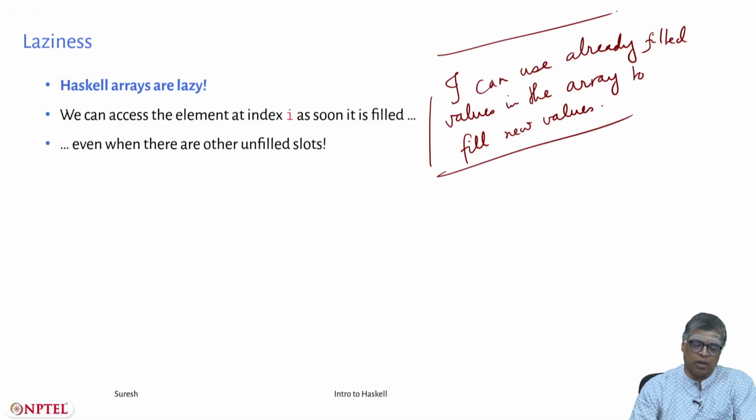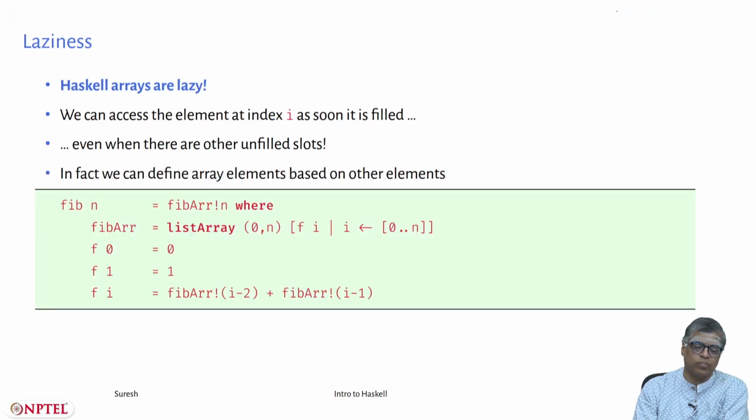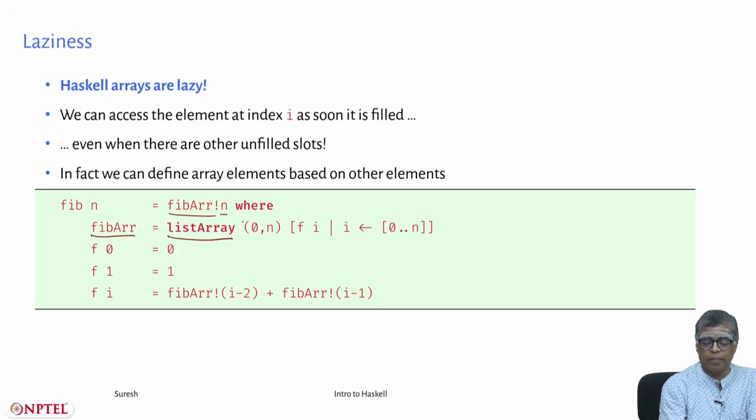Okay, this is the important thing. So for instance, here is a program for Fibonacci numbers using arrays. I'll say fib of n is fib array at the index n, where fib array is nothing but list array 0 n, right? And this is the important point. This is the minimum index, that is the maximum index.